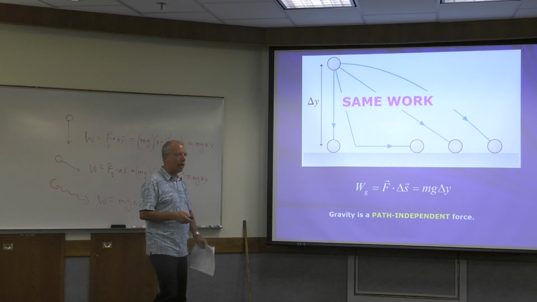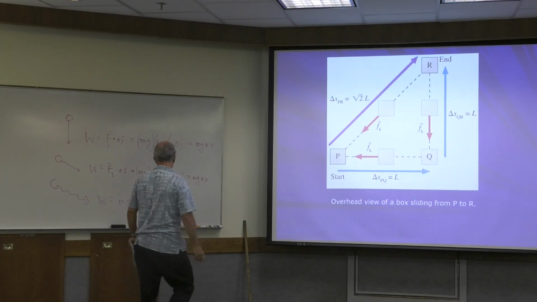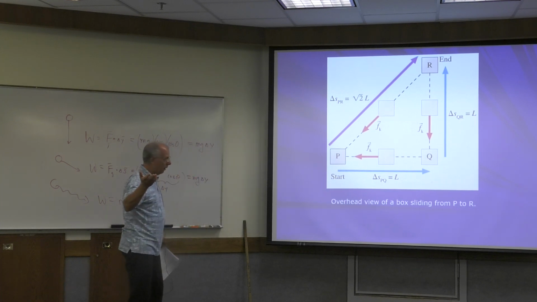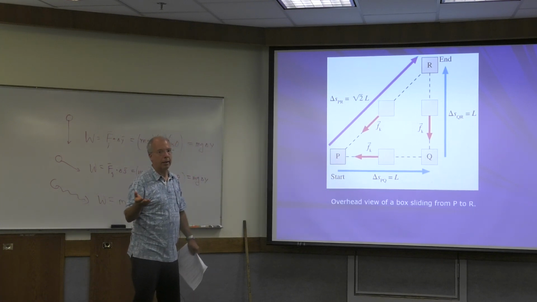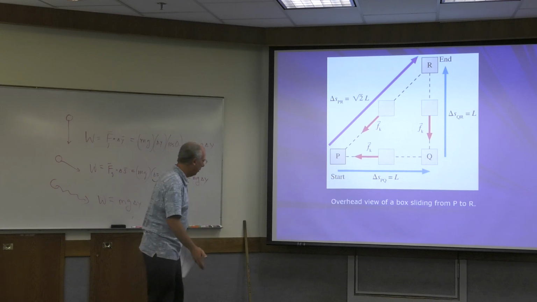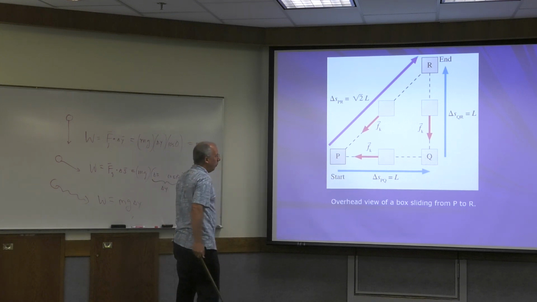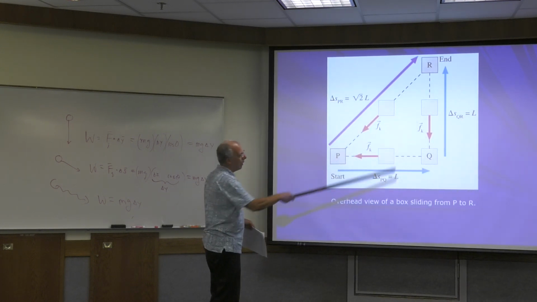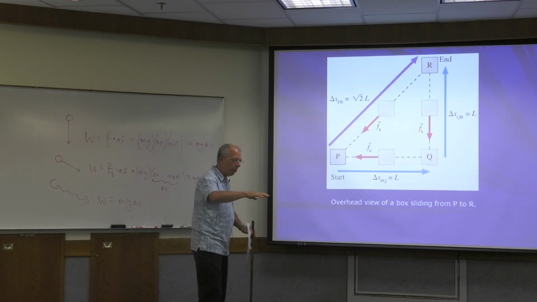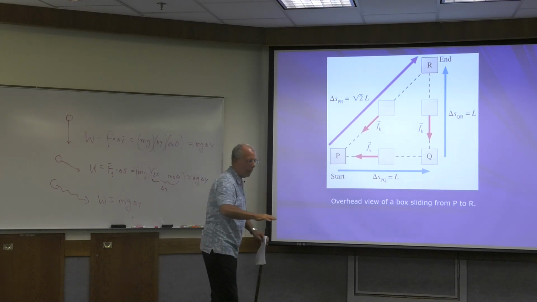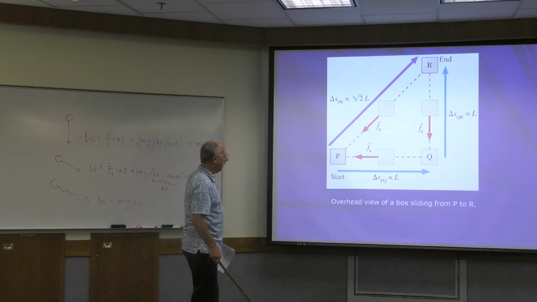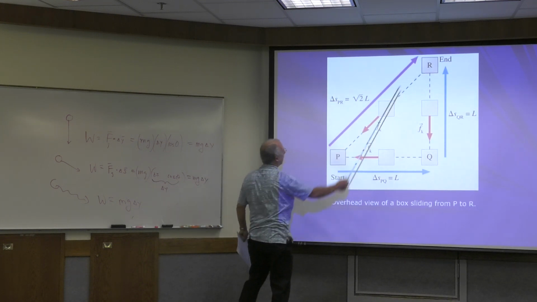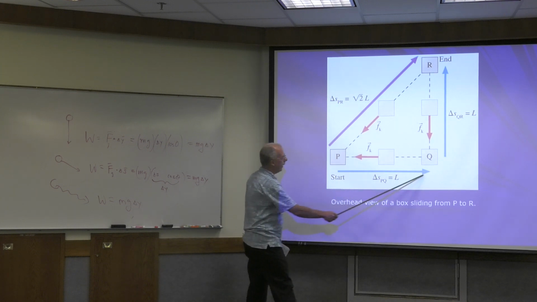Now, on the other hand, let's talk about friction. The question is, is friction a path-independent force like gravity? Well, here we want to go from here to here. We're looking down on a table, and we have a block, and we're moving it along the table. We can move it directly from P to R, or we can go this way and then that way.